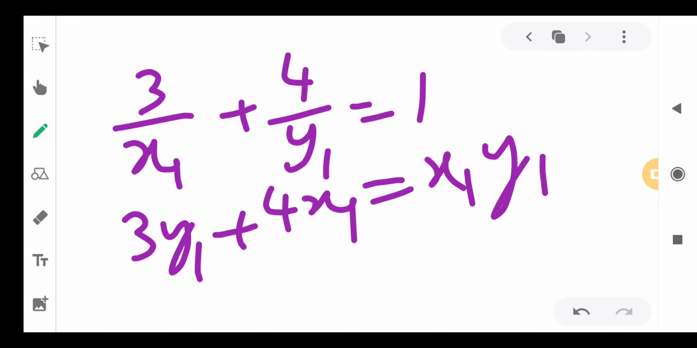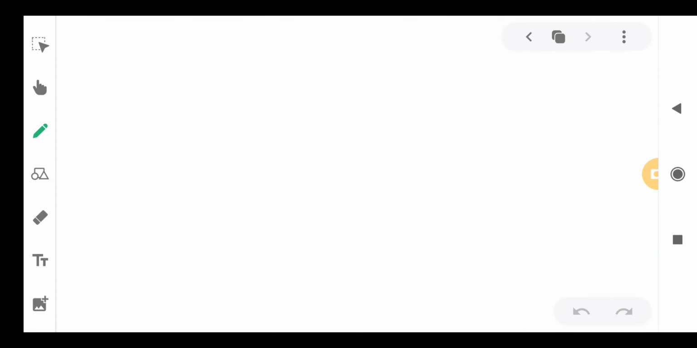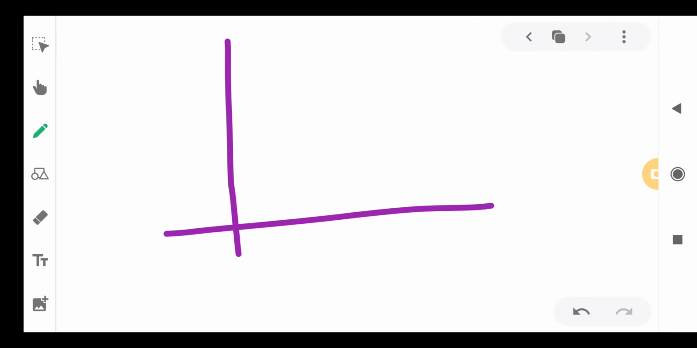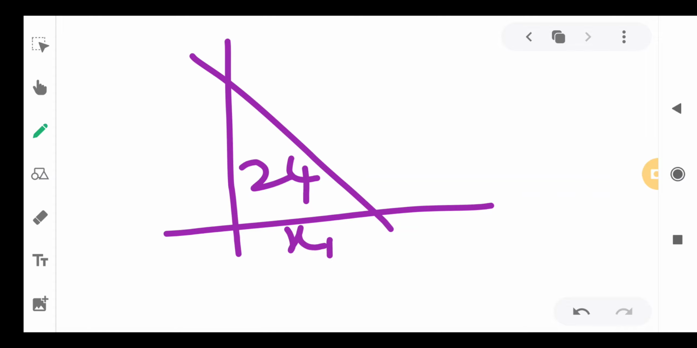Okay, now you keep this equation number 2, right? Now, because he said that will form an area of 24. Here it is x1, here it is y1. Because it is 90 degrees, what is the area of a right angle triangle? Half base into height. This is base, this is height.